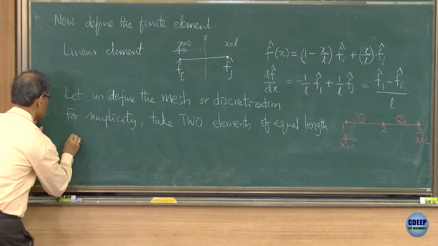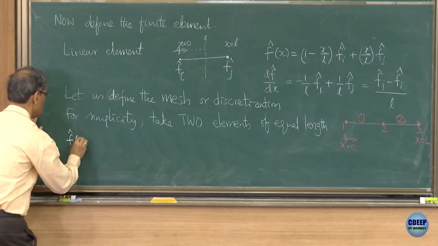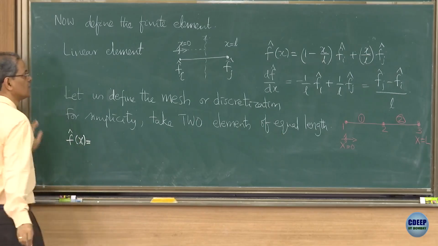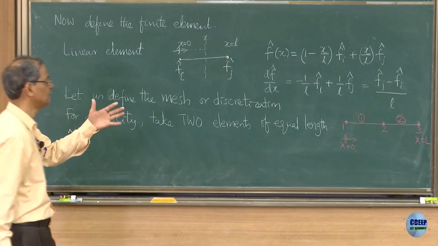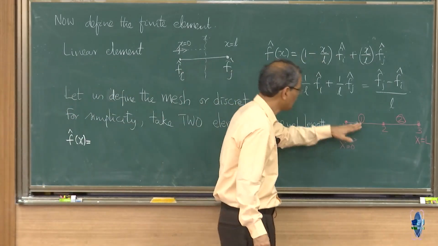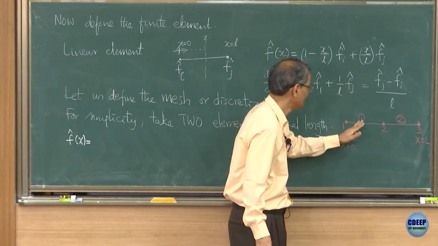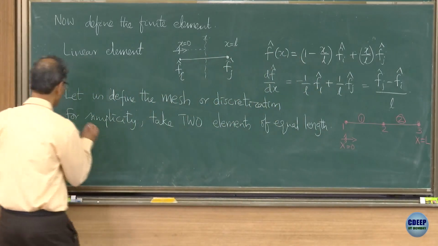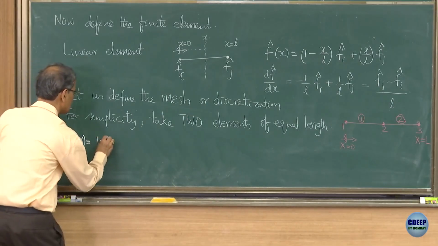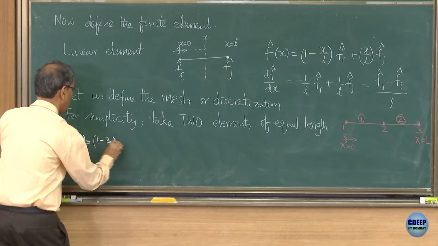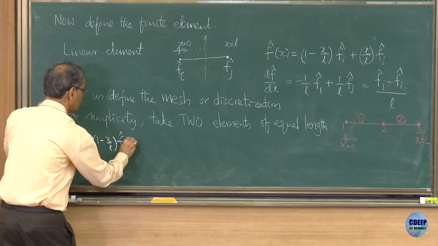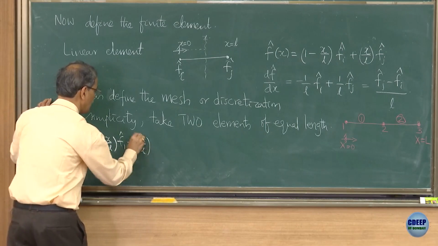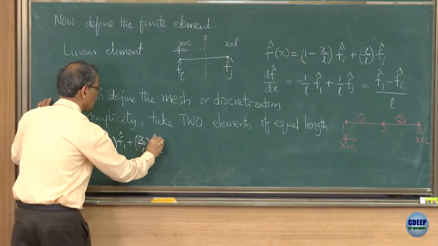f hat of x is now defined like this. So, you please see how it is defined over that, because each element, it is defined only for that element, right, this interpolation function. So, I am going to write this, please see how it would look like. F hat of x is 1 minus x by L f1 hat plus x by L f2 hat.